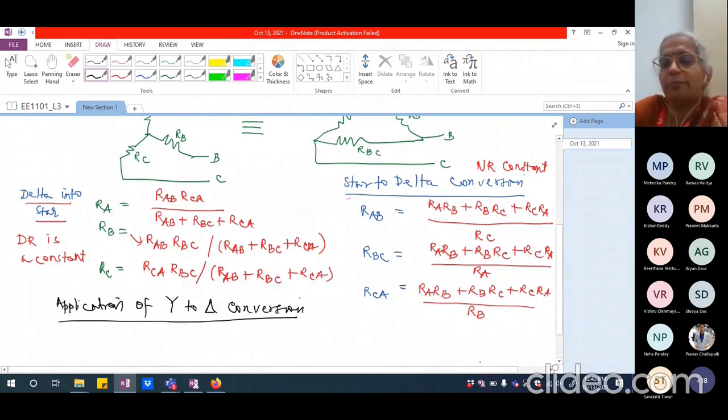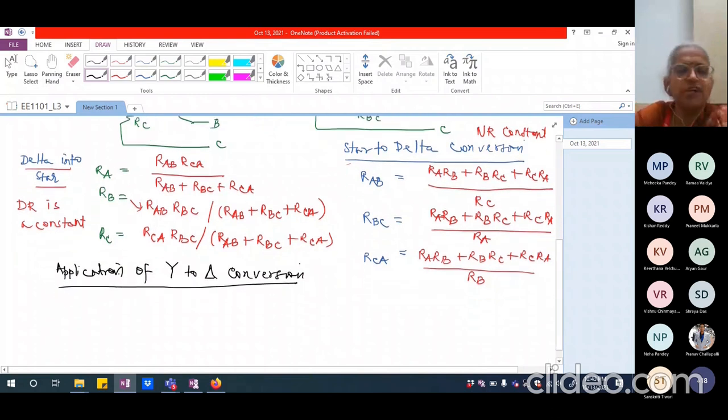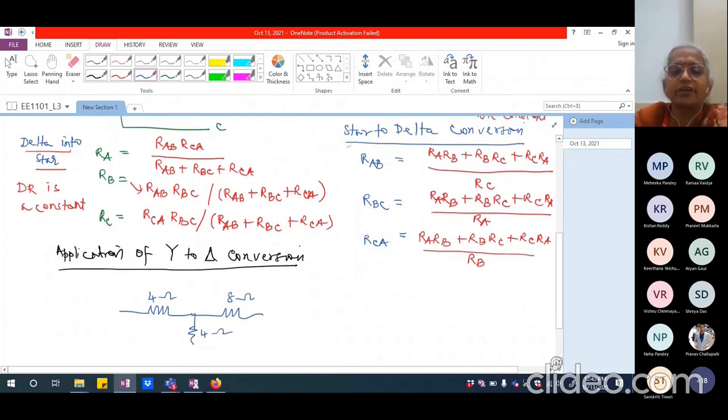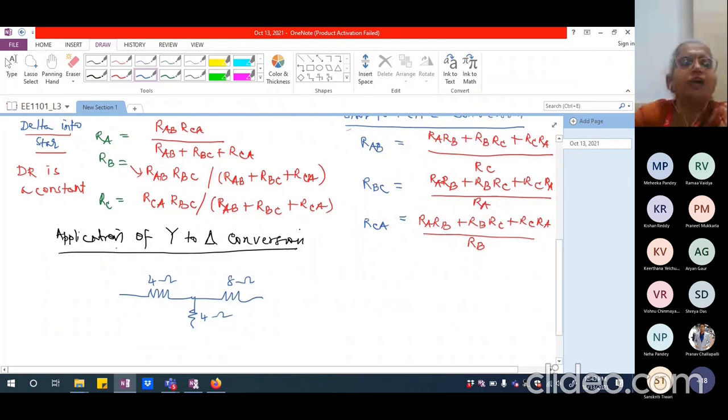So I'm going to give you an example of star to delta conversion. Let us say I have a network somewhat like this. I have a 4 ohm resistance here, and an 8 ohm resistance here, and another 4 ohm resistance here. I'm also having another resistance connected somewhat like this. This is again a 4 ohm resistance. Then I have a 2 ohm resistance here, and another 4 ohm resistance here.